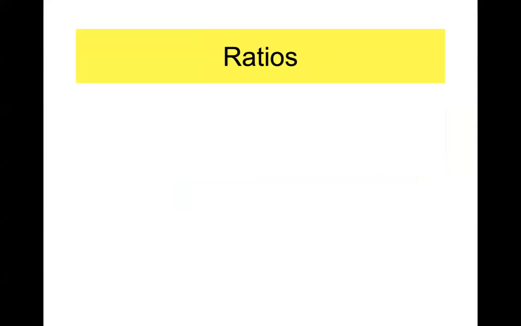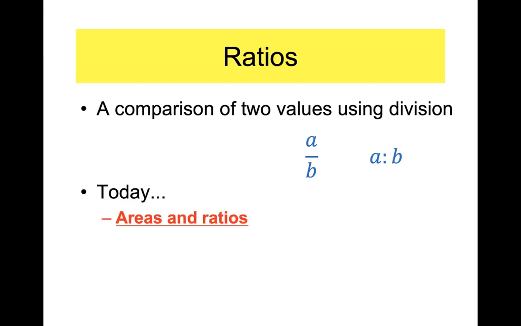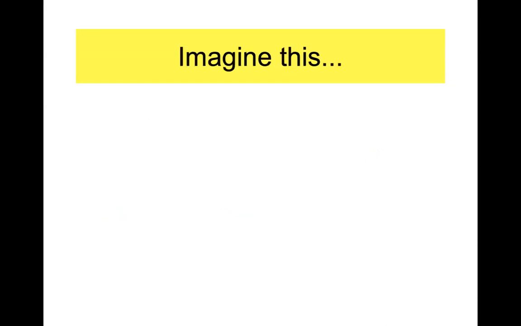All right, so ratios. What's a ratio? Well, a ratio is a comparison of two values, so two numbers using division. Generally speaking, we write this in fraction form. Remember, fraction bar means division, so that's A compared to B using the division symbol. You can also use the colon form, or you could use the words A to B. Those are the three ways to write a ratio. So today we're going to be doing ratios, but the two numbers, the A and B, are going to actually be areas. So we're going to compare two areas and form a ratio.